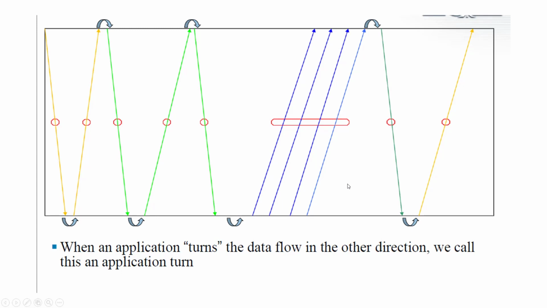What is important to understand is that each time there is an application turn, we need to wait for the first bits of the packet to reach the destination. Again, this is related to the latency. And when we are talking about a chatty application, it is when we have a lot of application turns, and we need to wait for the first bits to reach the destination. If the latency is high, it can add a lot of delay to the total response time.